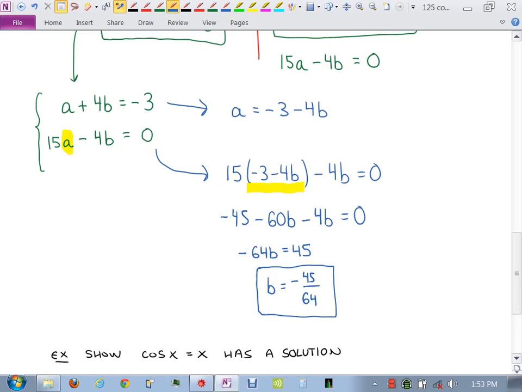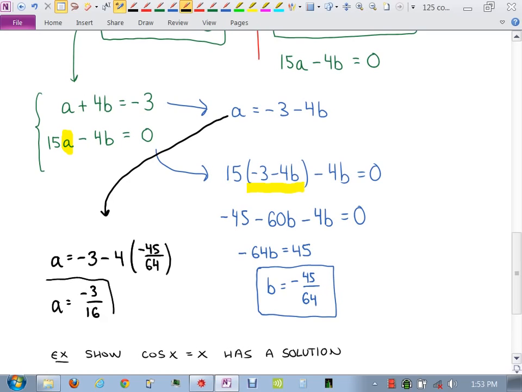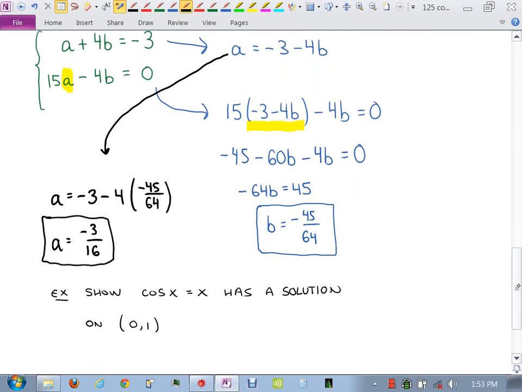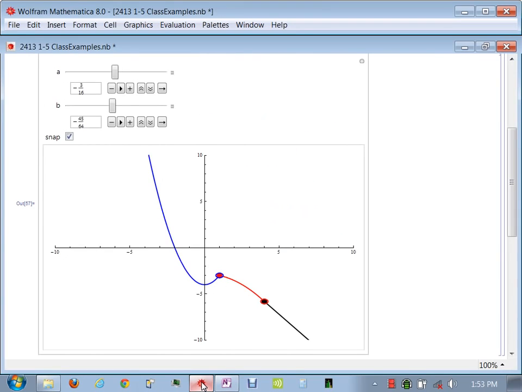So I know what b is. What do I do once I know b? I go back up to my equation with a, and I write -3 minus 4 times b, but b was -45 over 64. And I'd multiply that all out and get a common denominator, and you get a is equal to -3 over 16. And that should match up with what we had here. -45 over 64, -3 over 16.